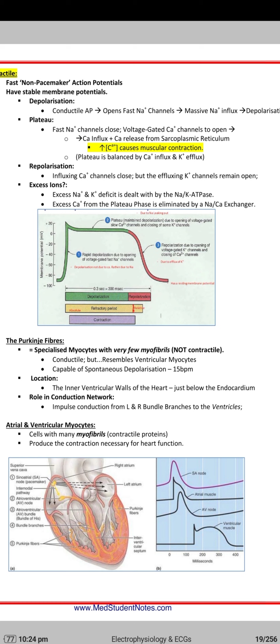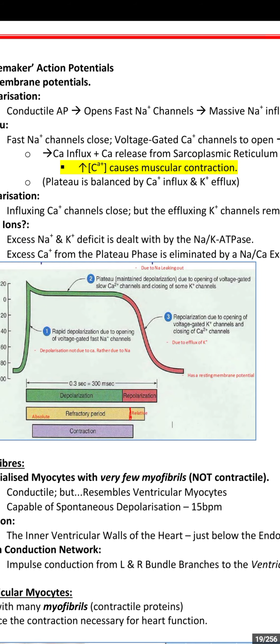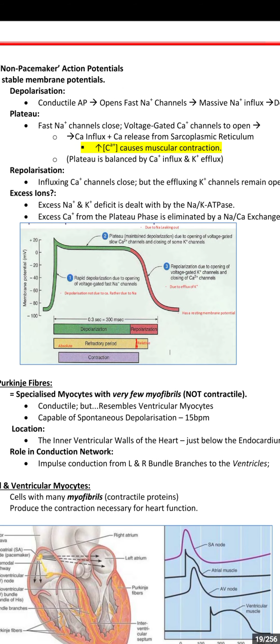The sodium channels get closed after leakage, and the voltage gated calcium channels open, and this causes calcium influx and calcium release from the sarcoplasmic reticulum. This causes the muscle contraction. Next, the plateau is balanced by calcium influx and potassium efflux, so the muscle contraction is balanced by calcium influx and potassium efflux.